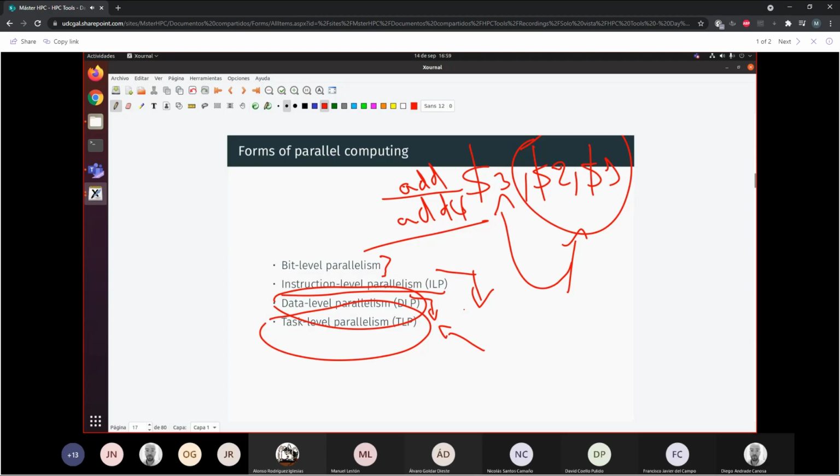And then, thinking about how many types of parallelism we can exploit in a computer, something is introduced that is called Flynn's taxonomy.